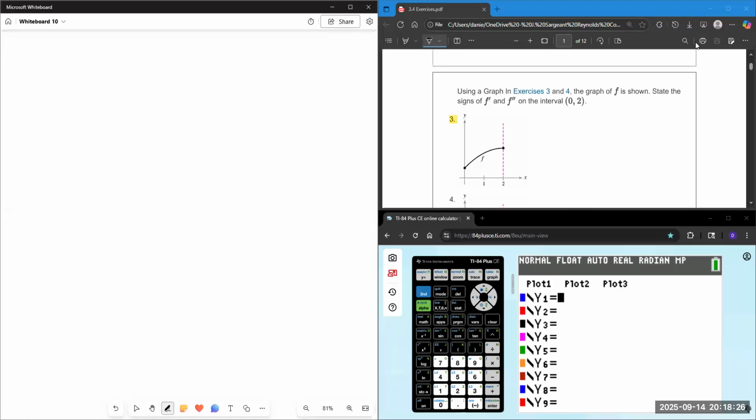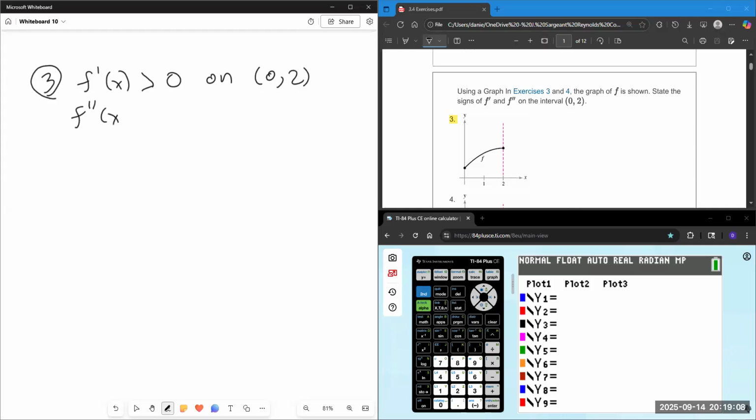So the first question is number 3, and we're to look at this graph and decide the intervals over which f prime of x is positive or negative, and f double prime of x is positive or negative on this interval 0 to 2. So the sign of f prime on 0 to 2: since the function has a positive slope the entire time, f prime of x is greater than 0 on the interval 0 to 2.